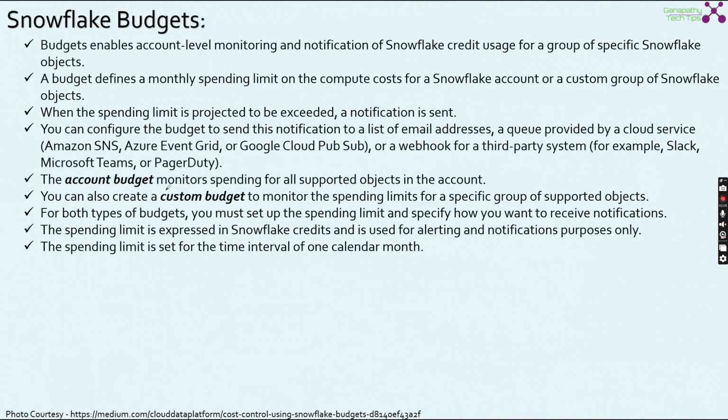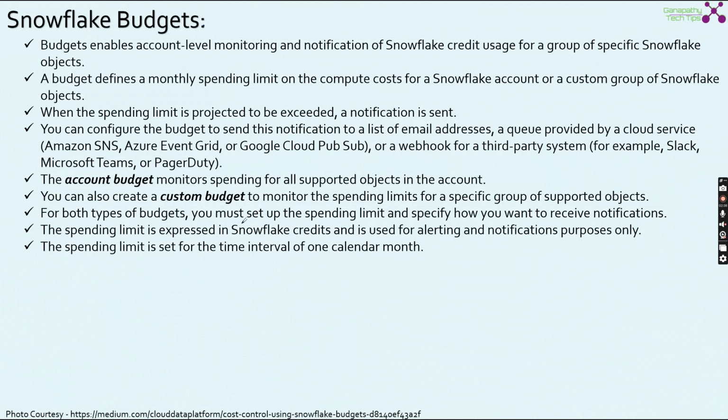There are different types of budgets which we can create. The account budget monitors the spending for all supported objects within that specific account. You can also create a custom budget to monitor the spending limits for a specific group of supported objects. Meaning, you want to monitor a specific group of objects. Say I want to monitor specific tables, a specific set of views, a specific set of stored procedures. All these things can be done using a custom budget.